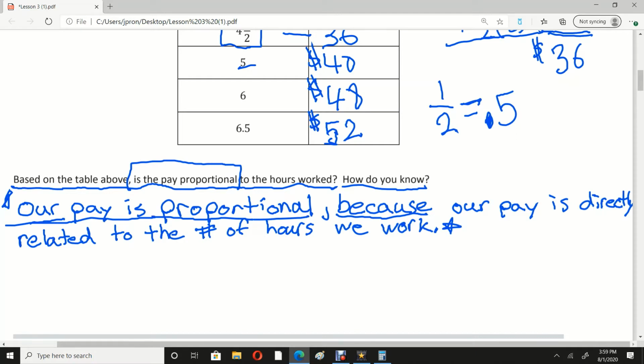Even if you didn't answer this question correctly, say you said it was not proportional, if you explained your thinking, you're still going to get points. So don't forget about that.